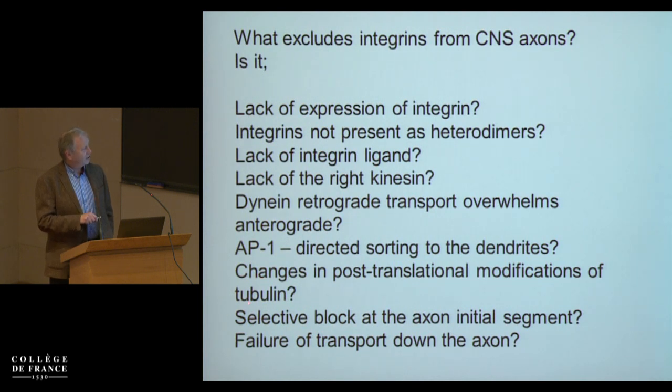So the two things I want to talk to you about are a selective block of transport at the axon initial segment, and failure of transport down the axon due to the properties of these recycling endosomes, Rab11 and ARF6.